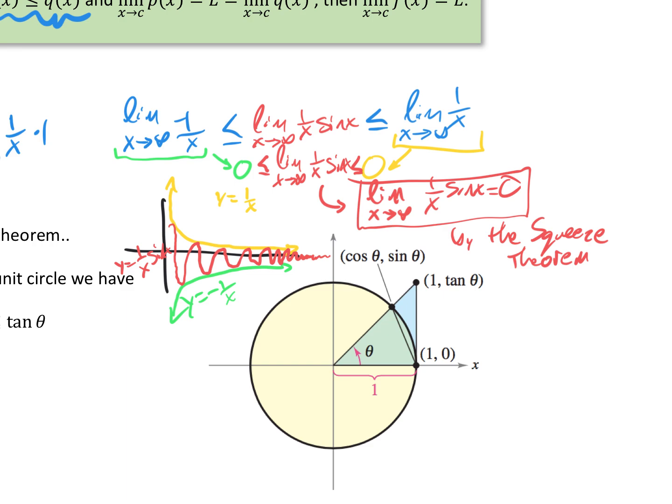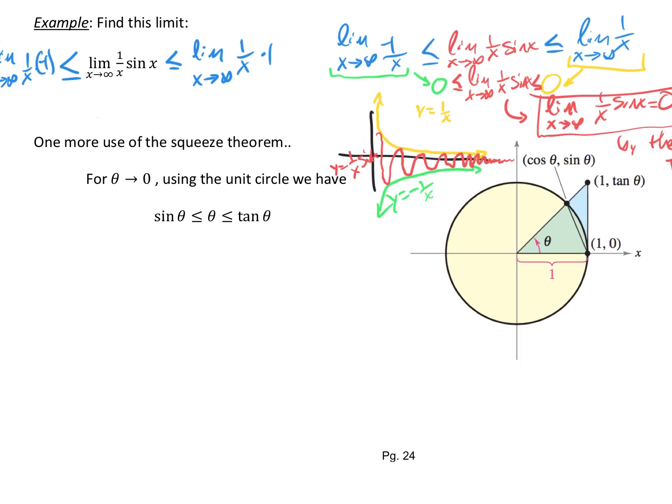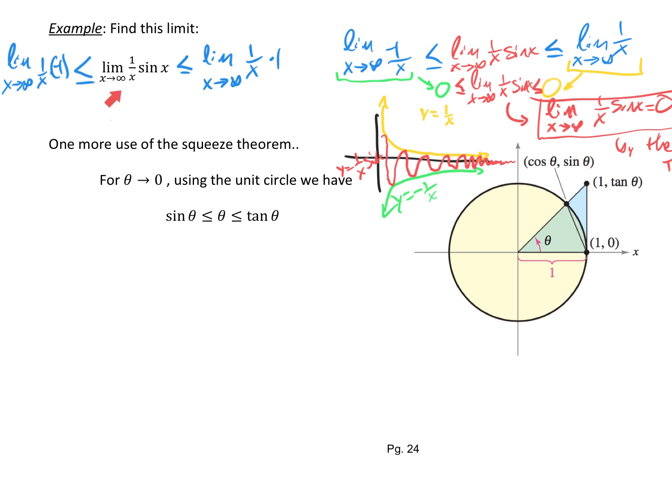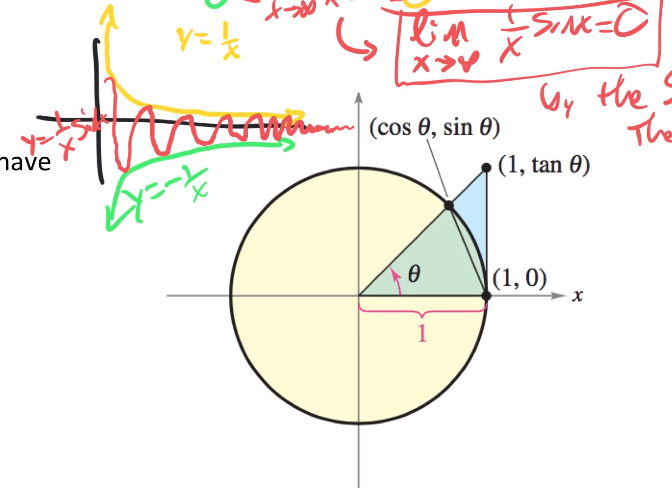All right. Well, let's end with one more interesting little application here. Okay, that was going to infinity. Now, here's one going to 0. So think about this for just a second, all right? We know that the sine of theta is less than theta, which is less than or equal to tangent.